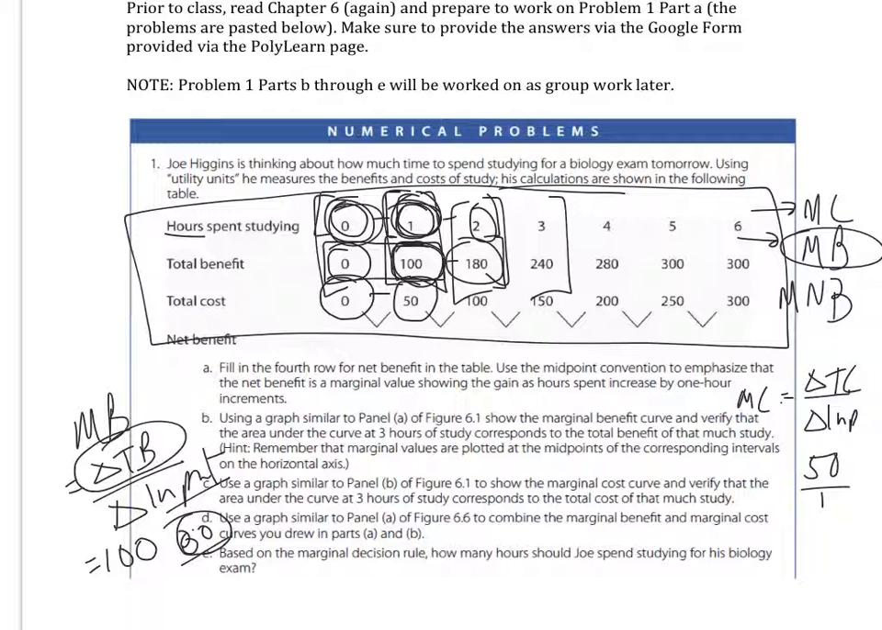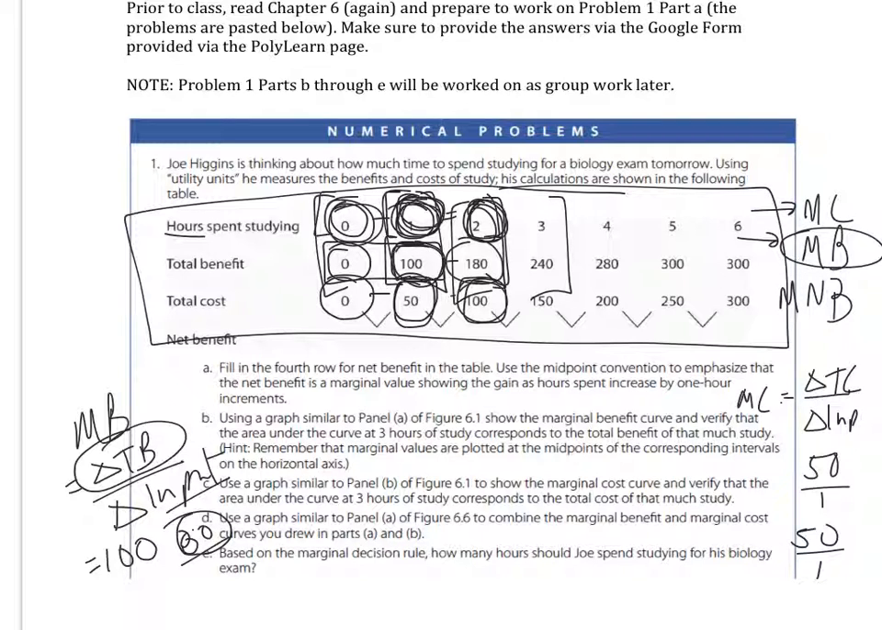If we look at the marginal cost of going from 1 to 2, we're saying change in total cost. The total cost at 2 is 100, and subtracting the total cost at 1, which is 50, gives us 50. What's the change in the hours studying? 2 hours minus 1 hour, again 1. So in this case, based on the numbers here, our marginal cost remains the same.